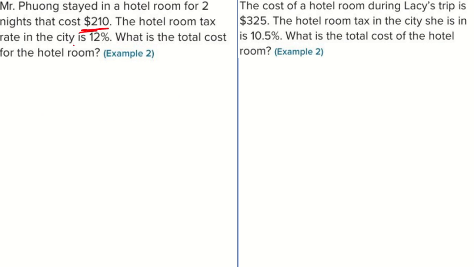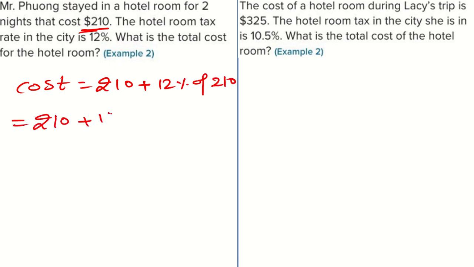The hotel room tax rate is 12% in the city. What is the total cost? Same type of question. Cost is equal to 210 plus 12% of 210. So it is equal to 210 plus 12 divided by 100 times 210. So just calculate this, you will get the answer.